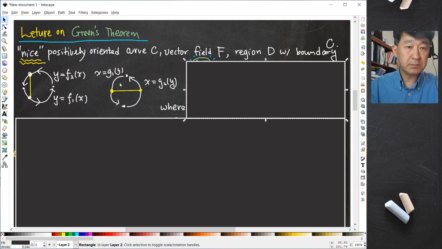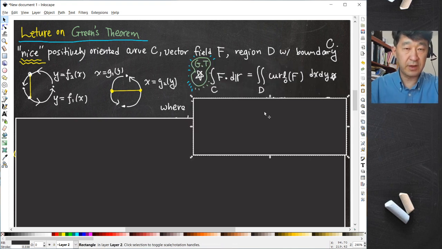Positively oriented means if we recognize this part here as the interior, which is this region, and as you go around with this orientation, the region must be on your left side. And you can see it here, the arrow is going in the same direction, I hope you agree, then the region is on your left side. If that's the case, we say this is positively oriented relative to the region it encloses. So that's the setup: an oriented curve that's nice enough, the vector field, and the region it encloses.